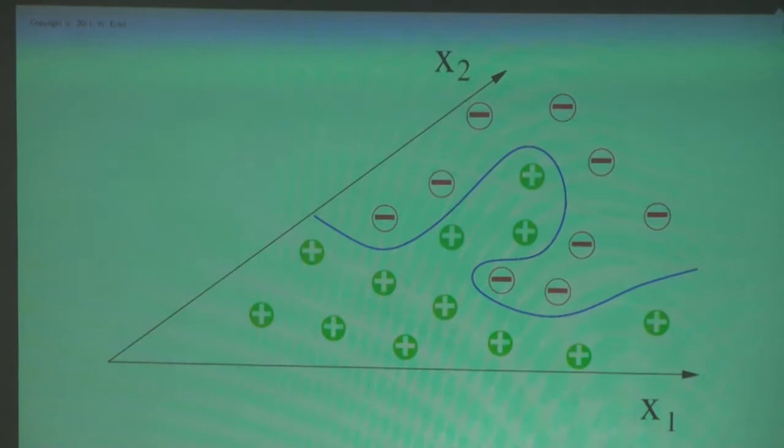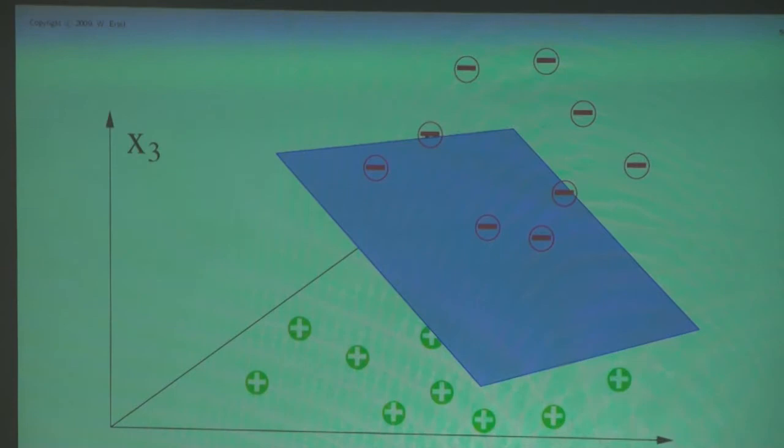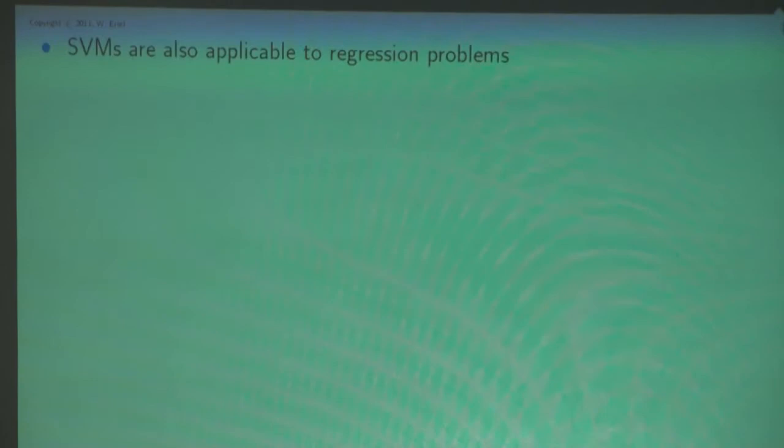Here we would have this picture. We just move one class out of the plane, and then we would find a separating hyperplane. Okay. Yeah, and I already mentioned support vector machines can be applied to classification problems and to regression problems too.